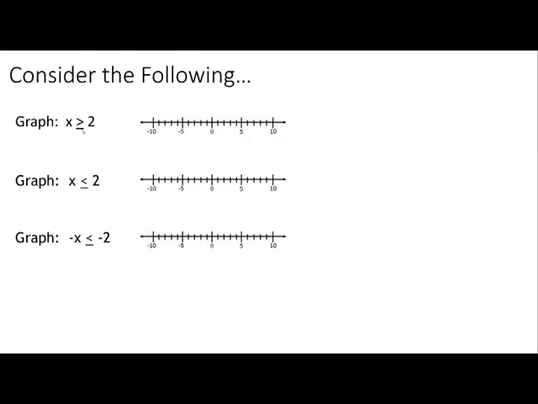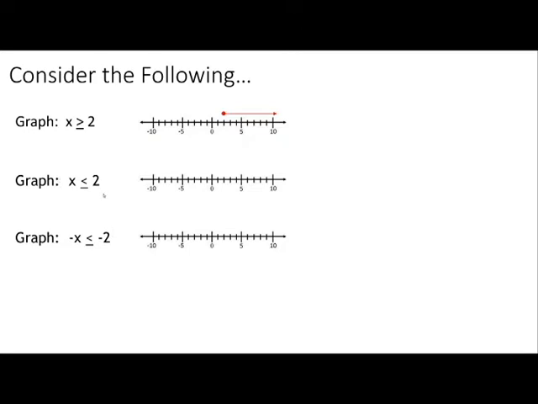X is greater than or equal to a positive 2. Again, I'm going to recommend that you pause the video and try and graph those on your own before watching my explanation. I'm going to go ahead and do this one a little faster than I did last time. Notice, in this case, because there's an equal sign, 2 is not greater than 2, but 2 is equal to 2. 3 is greater than 2. 4 is greater than 2. 5, everything from 2 to the right is going to work. 10 is greater than 2. So this is our set of solutions.